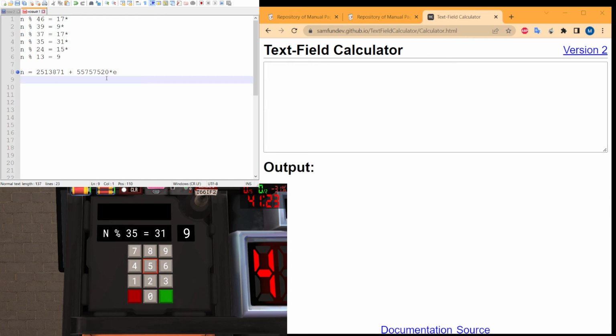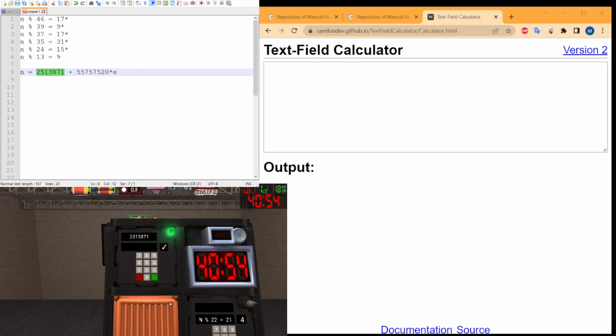So now we got our final equation. This is the final form of number n, and e is any integer. As long as e is any integer, this whole number will be the answer. Let's take e as 0, which means this number is going to be the answer: 2, 5, 1, 3, 8, 7, 1.